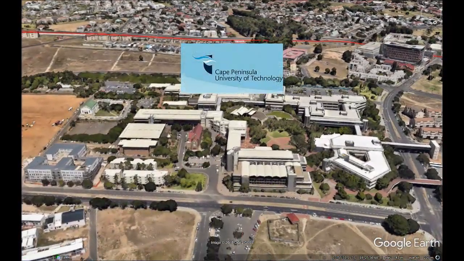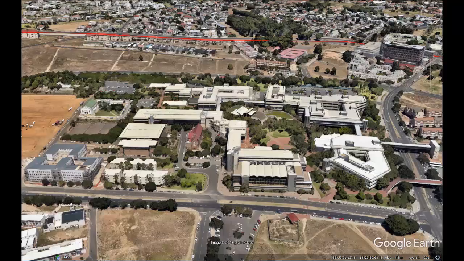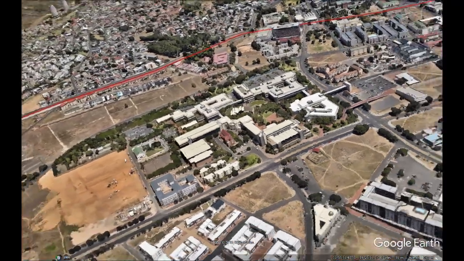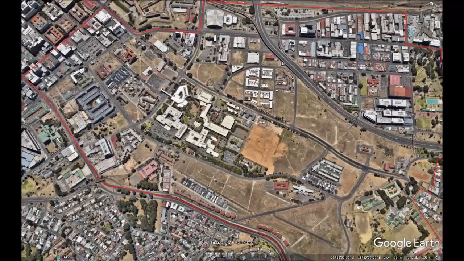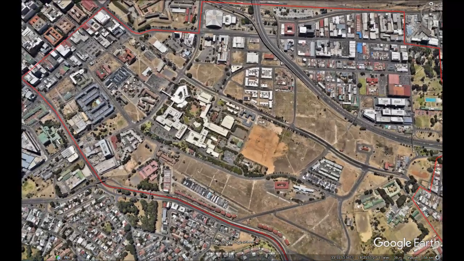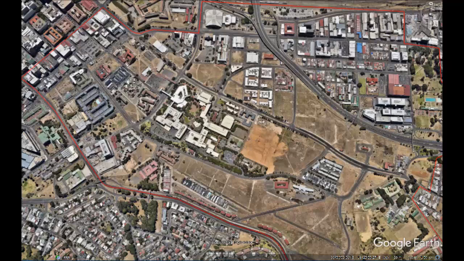CPUT's District 6 campus lies right in the middle of the site. What follows is a cartographic story of District 6. It is one of many stories and is told with the help of GIS, or Geographic Information Systems. The Department of Civil Engineering and Surveying used to be located on this campus, but we were moved to Bellville campus. In our department, geomatics students and staff research the history of District 6 through the lens of GIS.